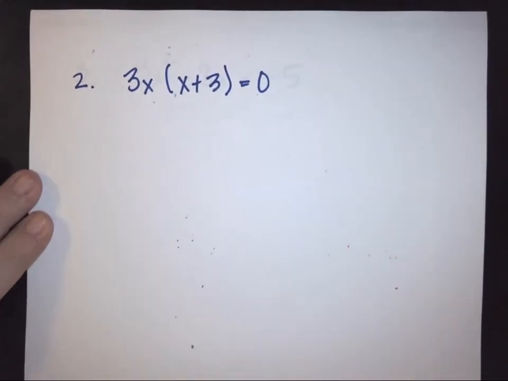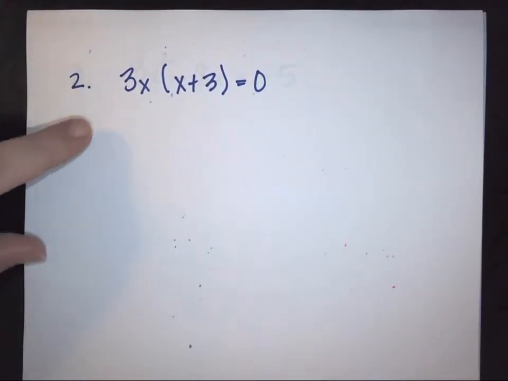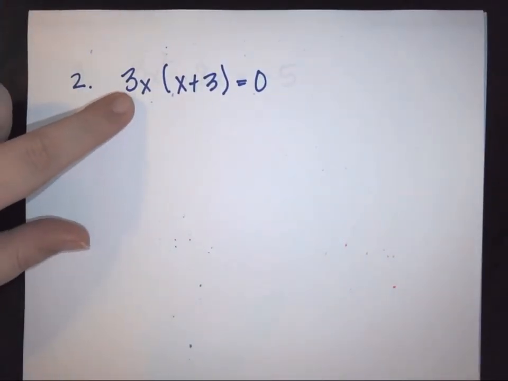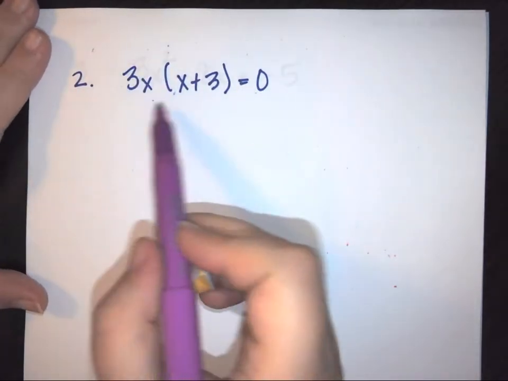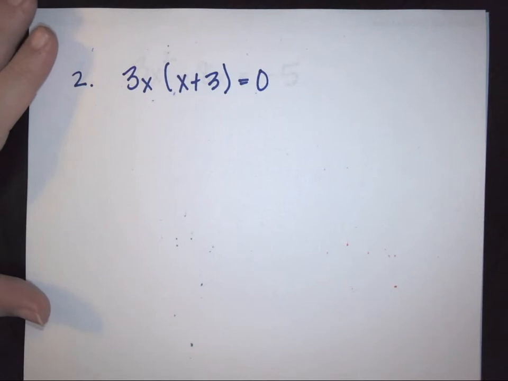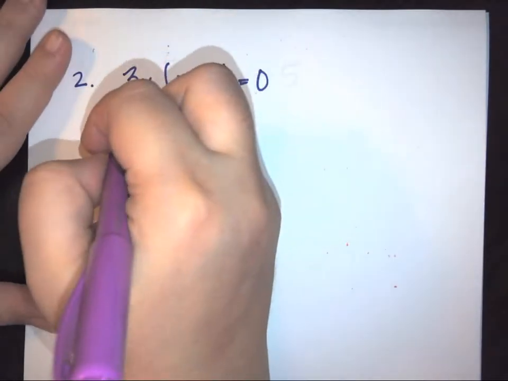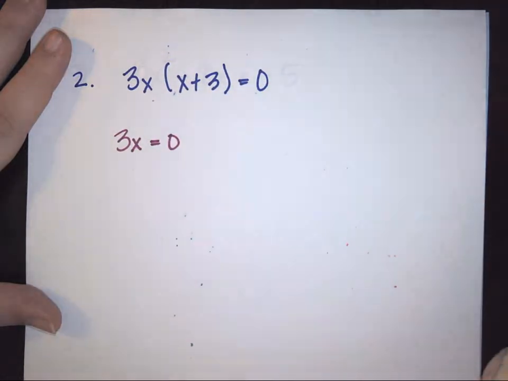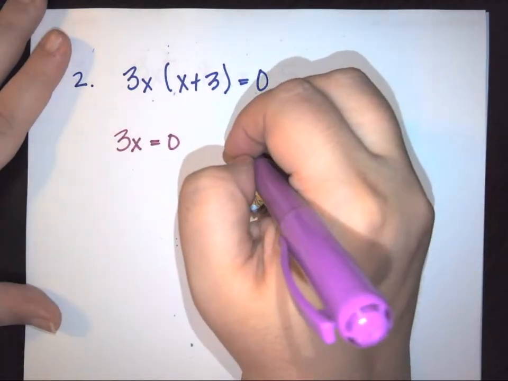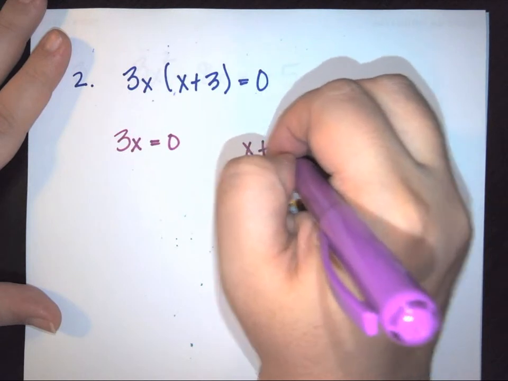Okay, so here again, it doesn't appear like it, but I actually have two separate factors here. So I have to again take each factor and set it equal to 0. So I'm going to take my 3x and set this equal to 0. And then I need to take the stuff in my parentheses, so the x plus 3, and set that equal to 0.